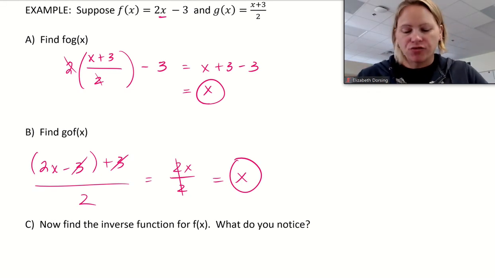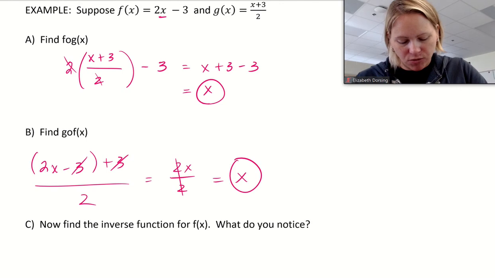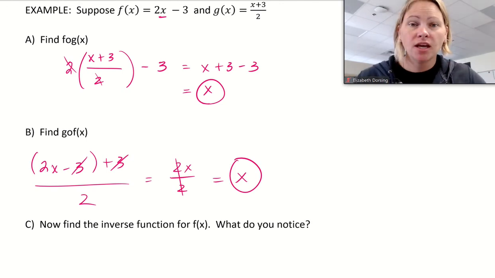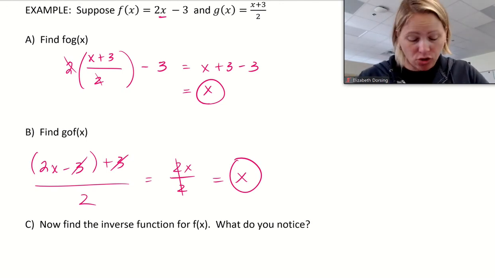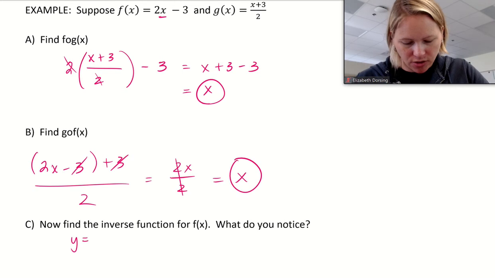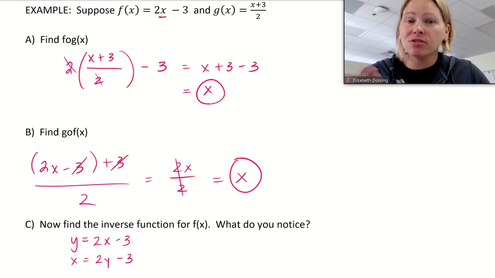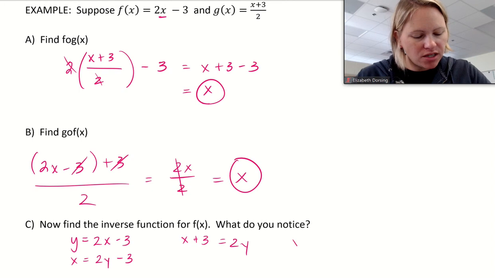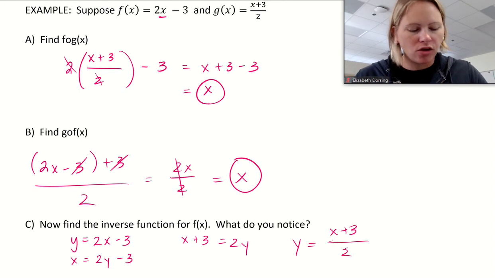If we find the inverse for f of x, the first step in finding an inverse is to switch the domain and the range. So if I write it in y notation, y equals 2x minus 3, my first step is going to be to switch the domain and the range. I'm going to exchange the domain for the range. And then the next step is to solve for y. So I'm going to add 3 over. x plus 3 equals 2y. And then when I divide by 2, I get y equals x plus 3 all over 2.